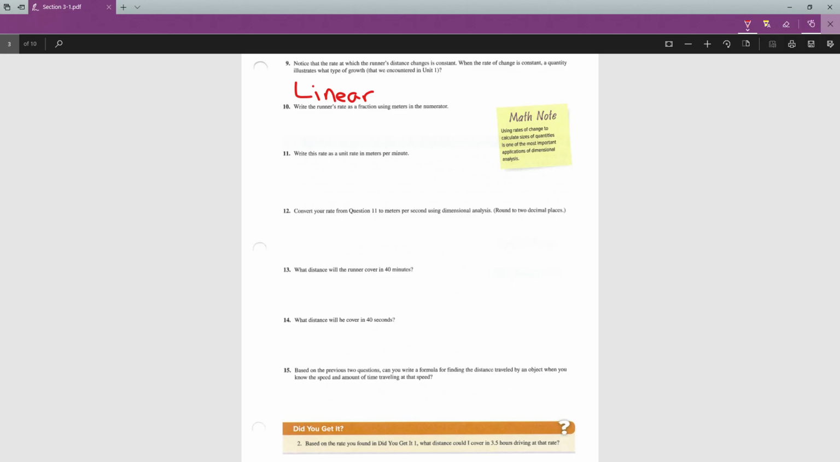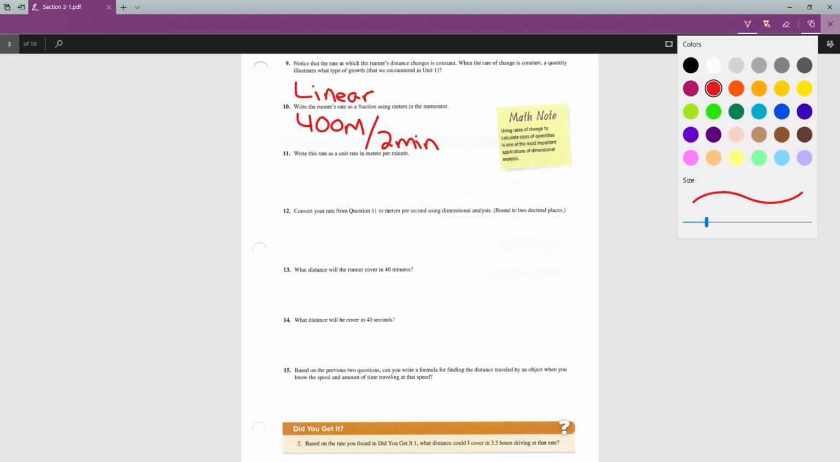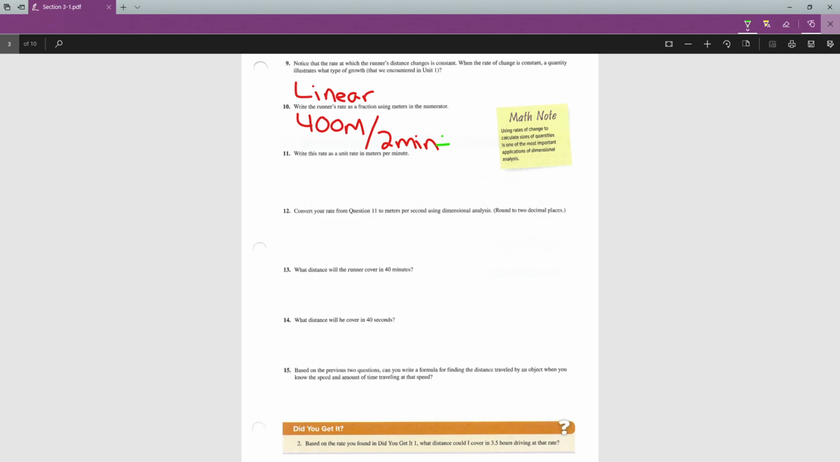Let's write the runner's rate as a fraction using meters in the numerator. We know that this runner goes 400 meters in how long? 2 minutes. Let's turn this into a unit rate. Recall that a unit rate means we have a 1 in the denominator. So I have to take the fraction from above and divide top and bottom by what to give us a 1 on the bottom? Divide by 2. So my new numerator is 200 meters per 1 minute, or just per minute.